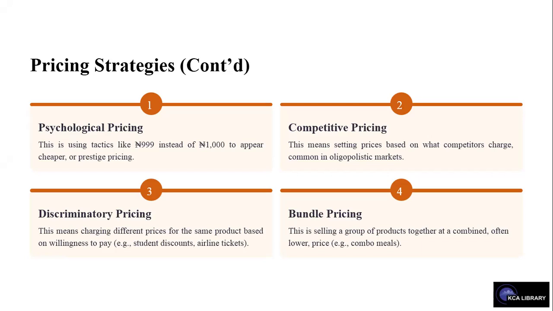We also have the competitive pricing, which means setting prices based on what competitors charge, which is common in the oligopolistic markets. They have the discriminative pricing, which is charging different prices for the same product based on willingness to pay. And this is in terms of student discounts, the airline tickets, and more. We have the bundle pricing. This is selling a group of products together at a combined, often lower price. And this is as an example of combo meal.